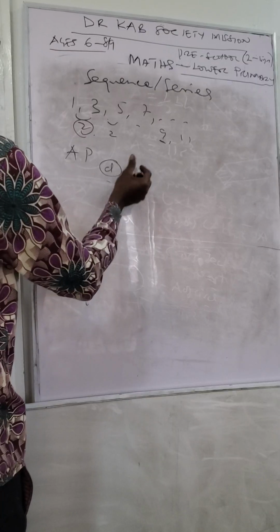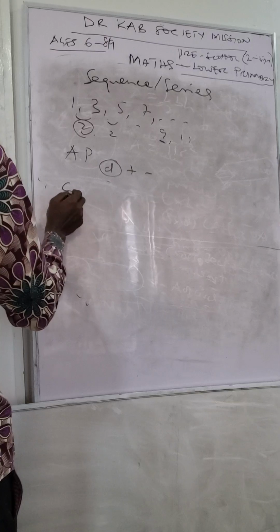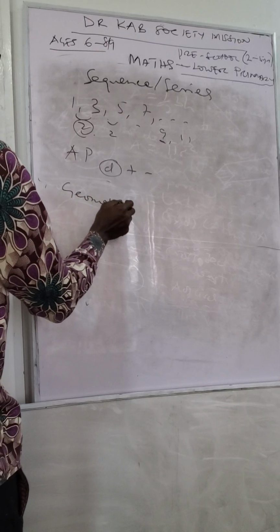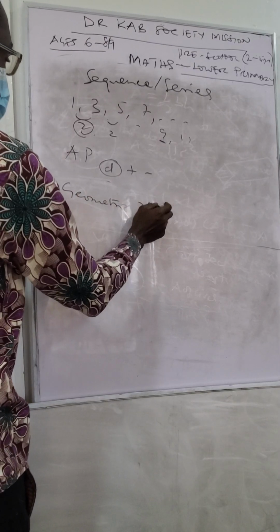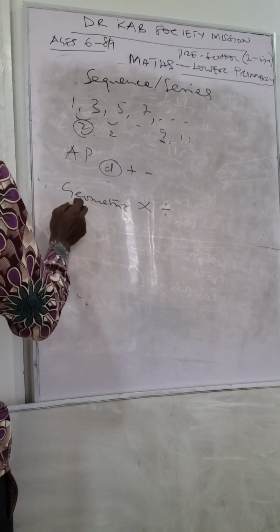So if you are adding or subtracting, that is arithmetic progression. If you are multiplying or dividing, then depending on how you are looking at it, you have geometric progression.